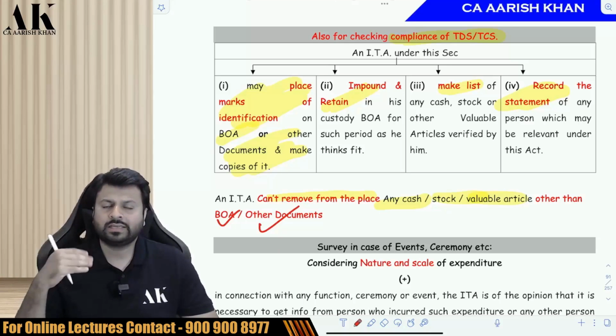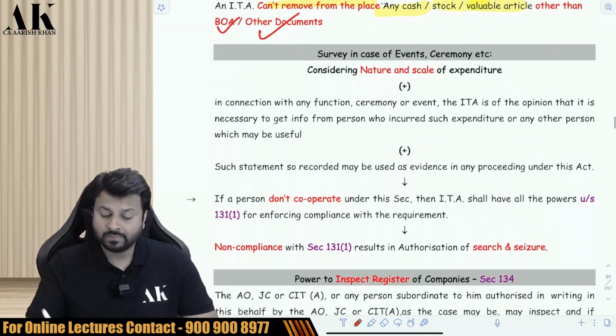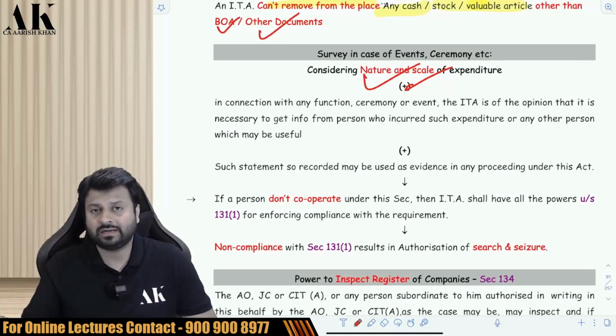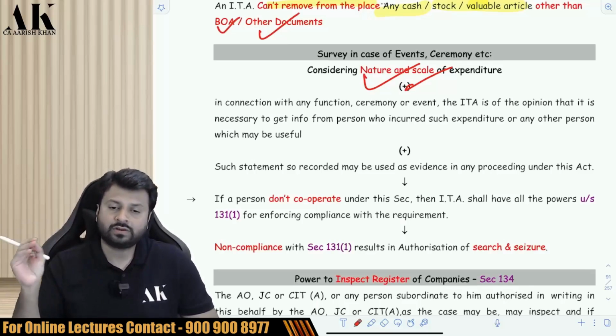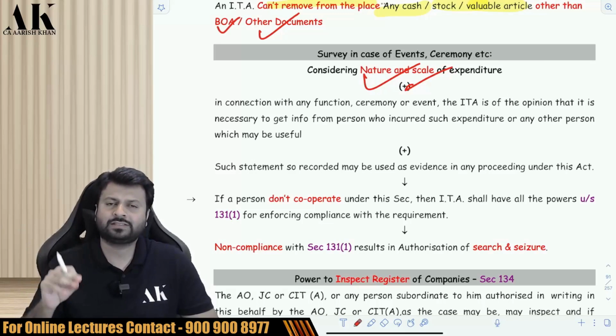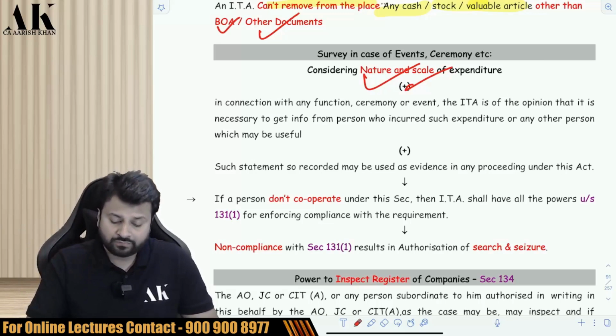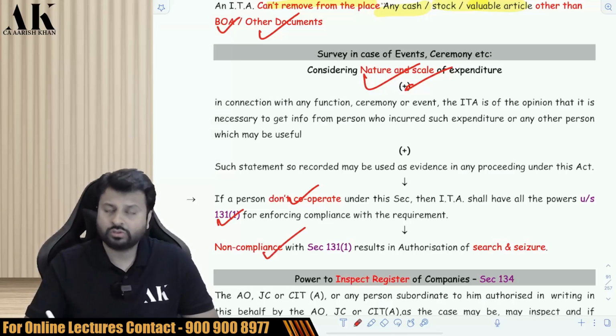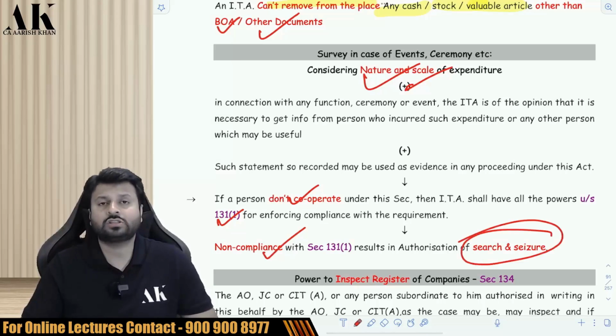Can they do a survey in case of ceremonies, events, functions also? Yes, considering the nature and the scale of the transaction, how big the transaction is, how big the event is, they can do a survey in the case of functions, events, marriage ceremonies, etc. Also, if you don't cooperate, they will issue a summons under section 131. If you don't cooperate with that also, they will authorize search and seizure against you, and they will do a raid under the income tax law. Search and seizure is nothing but a raid under the income tax law.